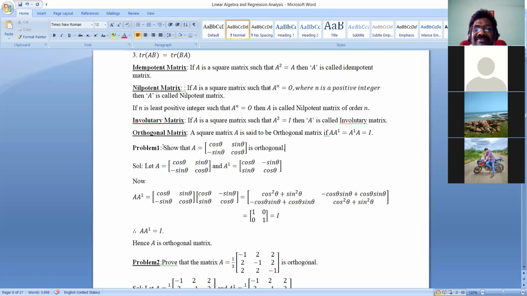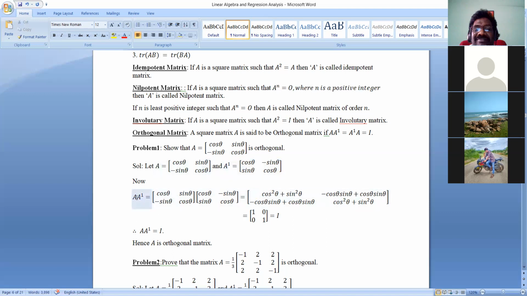So now we want to solve this problem. Show that A equals cos theta, sin theta, minus sin theta, cos theta is orthogonal. Let capital A equal cos theta, sin theta, minus sin theta, cos theta. Then what about A dash, or A transpose? It has cos theta, sin theta in the first column and minus sin theta, cos theta in the second column. This is A dash. Now we want to multiply A and A dash.